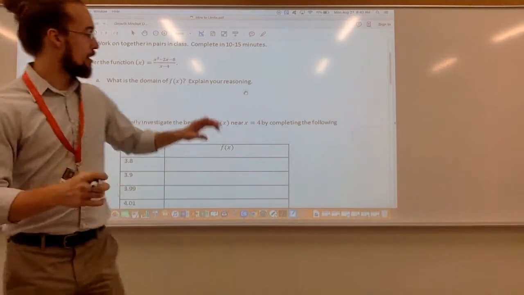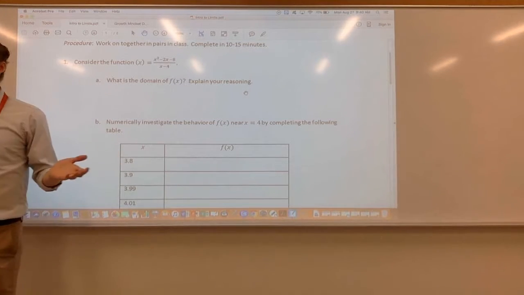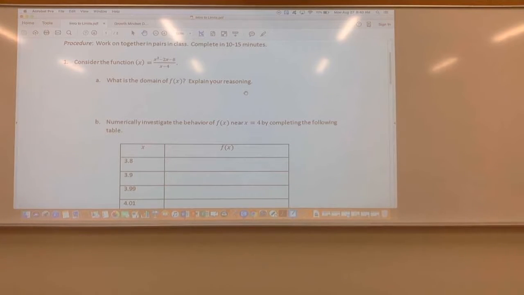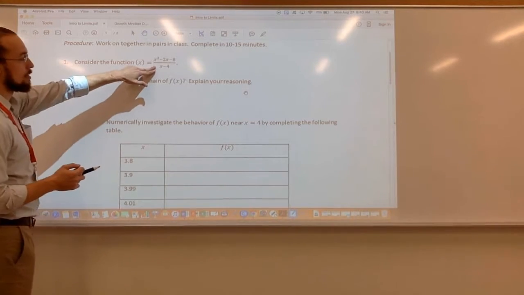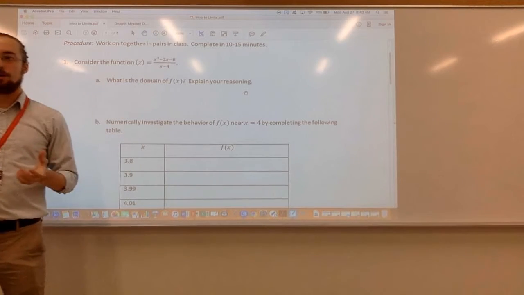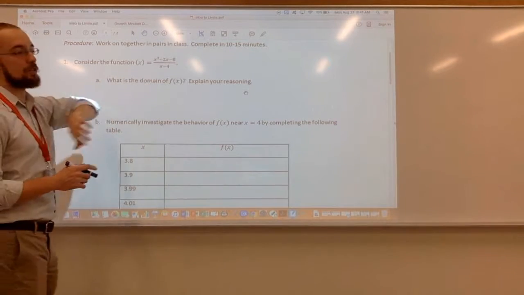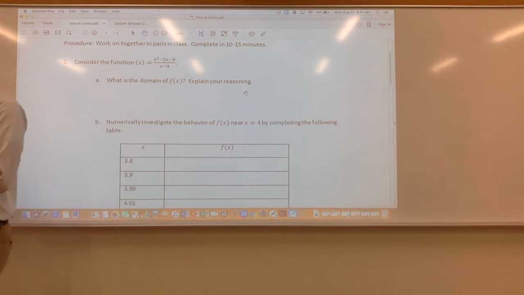Okay, so in this example, we have a rational function, right? A polynomial over a polynomial. We know that polynomials are defined everywhere, right? Their domain is all real numbers. But if we have a denominator, what do we have to look out for? Divide by 0, right? We can't have any places where the denominator is equal to 0. Okay? That value will not be in the domain of this function. So what value would make the denominator 0? 4. So the domain of this function is everything except 4. All real numbers except 4.